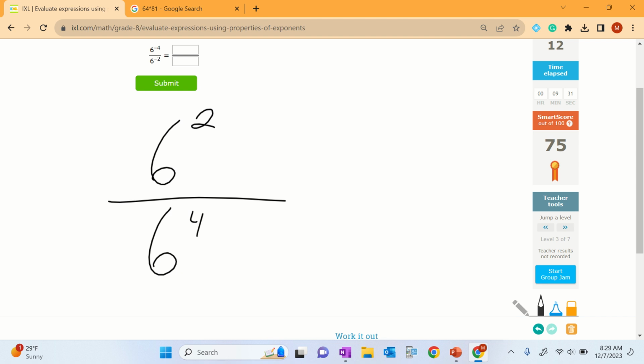So now we look for the larger exponent, which is in the denominator. That means our 6 is going to be in the denominator. 4 minus 2 is 2. Think about what's going to be in the numerator. 1. Okay, so 1 over 6 times 6 is 36. So it's 1/36.